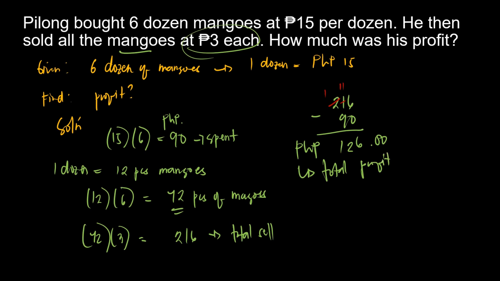Okay, nabawasan natin yung operating cost niya, yung spent niya na 90 pesos. So, therefore, the total profit or the profit is 126 pesos. Okay, so I hope you learned a lot today, the types of decimals, how we convert those types of decimal into fractions, and what is the concept of decimal in addition, subtractions.